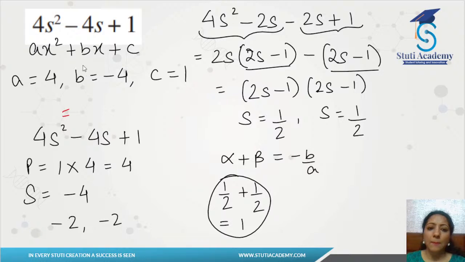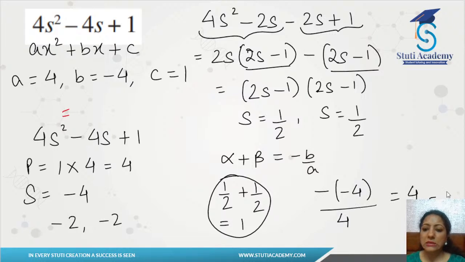And minus b by a: b is minus 4 and a is 4. So minus b by a would be minus 4 upon a, that is 4. So this is actually 4 upon 4, that is 1. So finally we are getting alpha plus beta is 1 and minus b by a also we are getting as 1. So we have now verified the first relationship between the zeros and the coefficients.